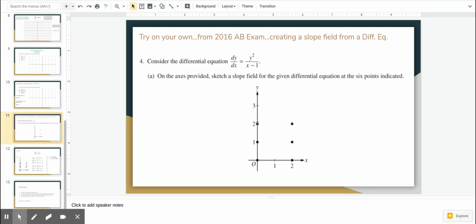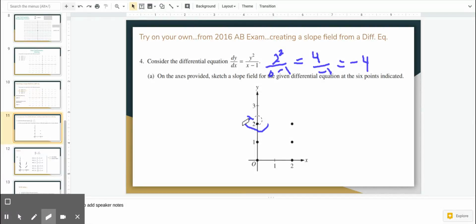So for (0, 2), this first one up here, if we were to plug in that x, y pair into this differential equation, what would happen? Well, y is equal to 2, so that would be 2 squared, right? Divided by x is equal to 0, 0 minus 1, which is 4 over 1, 4 over -1, which is equal to -4. So I would, at this x, y coordinate, draw a line segment that is close to -4.